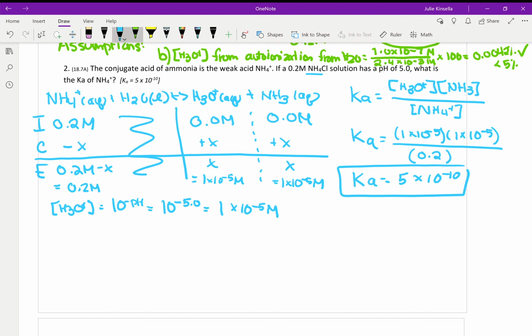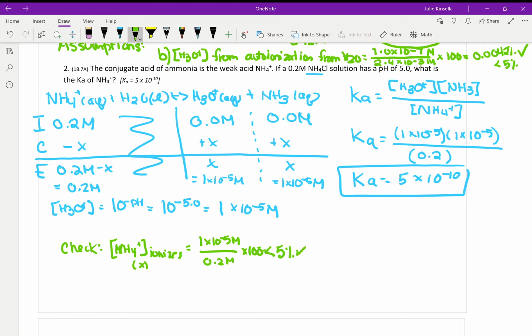Okay, and then just like before, I just want to walk through again those 2 assumptions. So we're going to check. Okay, we want to show that the concentration of NH4 that ionizes, which remember is just x, is going to be less than 5%. So this is going to be our 1 times 10 to the negative 5. That's our change, that was our x, over the initial 0.2 times 100. And that gives us definitely something very much smaller than 5%, which I didn't even write down.